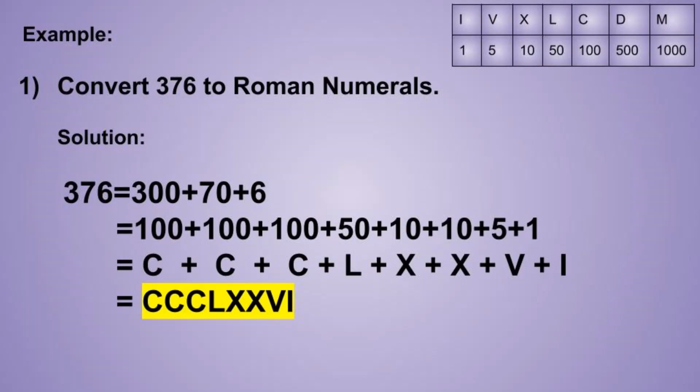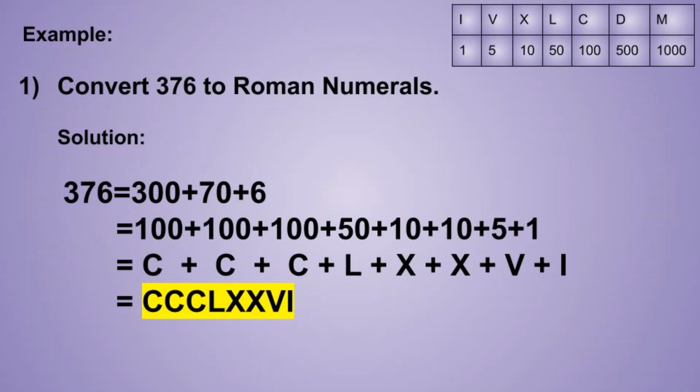Example 1. Convert 376 to Roman numerals. Let's see the solution. 376 can be written as 300 plus 70 plus 6. That means we have to write the number in powers of 10. That means 10, 50, 100, 500 like that. So 300 plus 70 plus 6 gives 376.